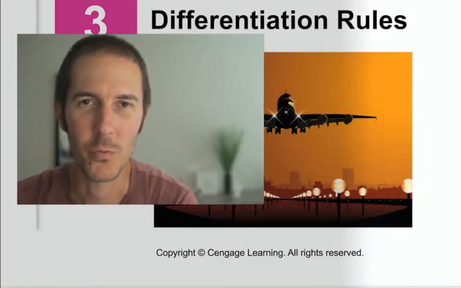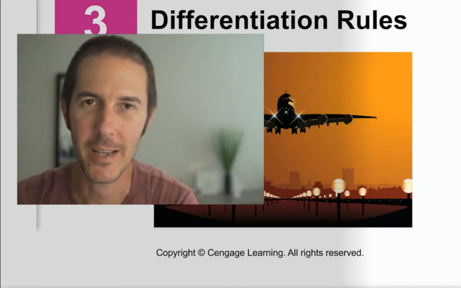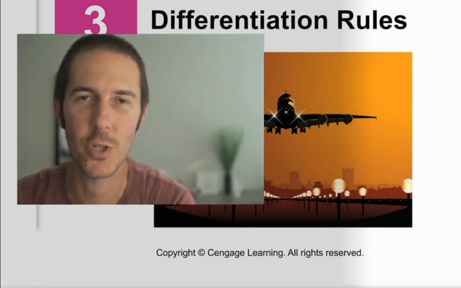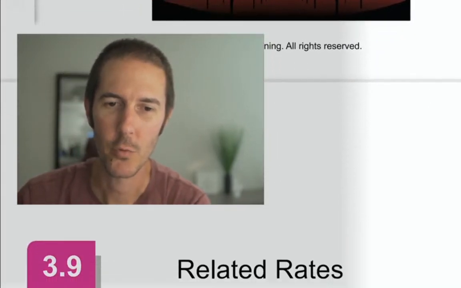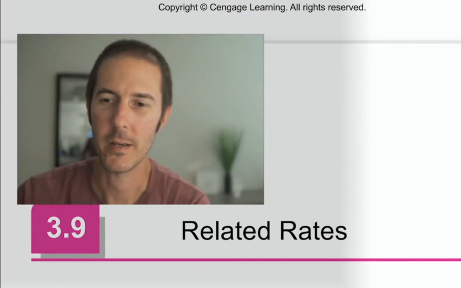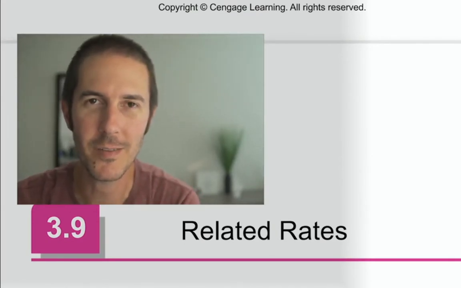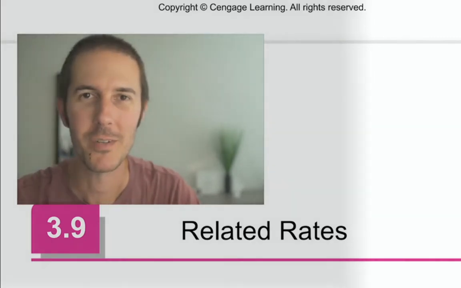All right, my Calculus 1 friends, we find ourselves in Chapter 3, Section 9, which is the last section of the differentiation rules chapter. And in this section, we're going to talk about related rates. And I think I can safely say that this is going to be the easiest section of the entire chapter. Let me show you what it involves.